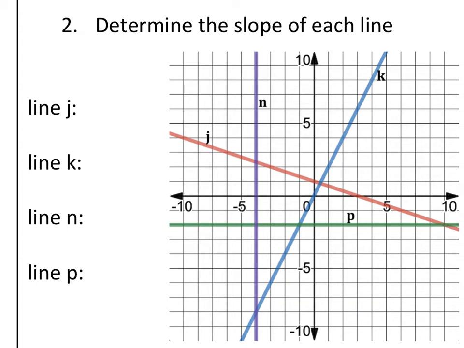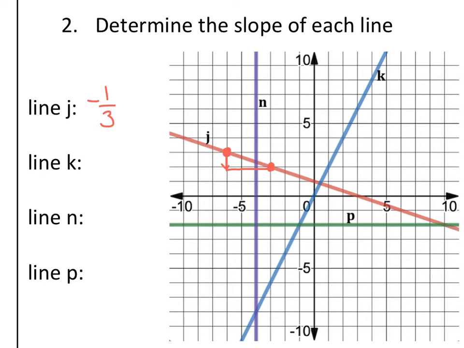Okay, so line J, first of all, remember that slope can be positive, negative, 0, or undefined. So for J, choose 2 points where it's hitting in the corners. It looks like I'm just going to exaggerate them. It goes down 1 unit and right 1, 2, 3. So my slope is -1/3.